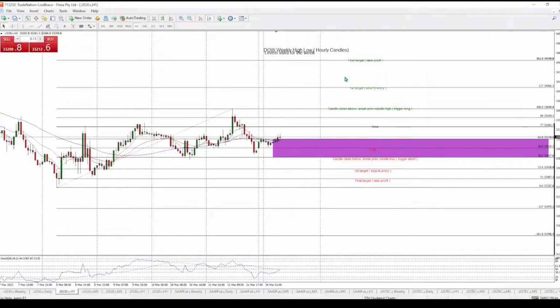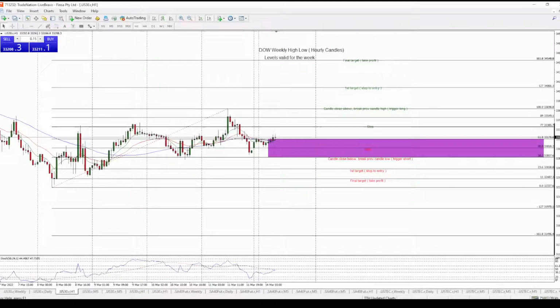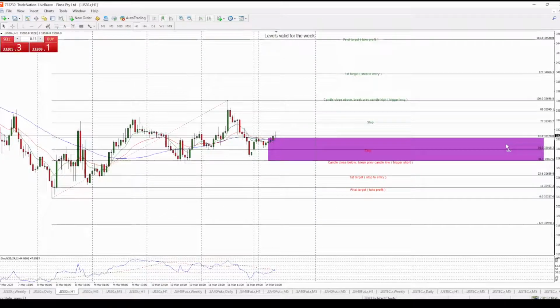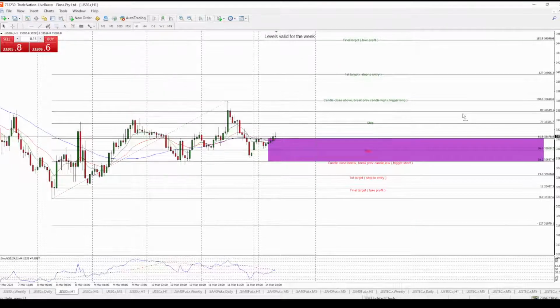On the weekly high-low, this is the hourly time frame. Currently trading with a new week, a new Monday, above that 61.8. So we haven't respected the 50 yet. As soon as we do respect the 50, we'll have a long position open above 61.8. But for now, since we have not respected it, longs only above the 100.